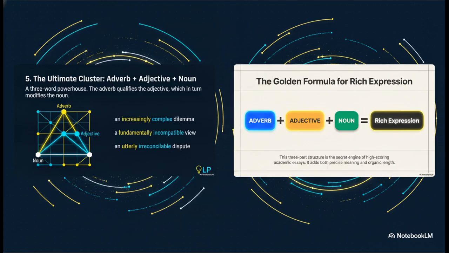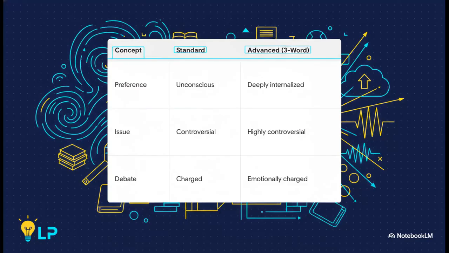It adds precise meaning and organic length all at the same time. You aren't just padding your word count anymore, you are generating high-value, deeply meaningful volume. Let's walk through this lexical evolution matrix together, just to see the immediate actionable value of this formula.